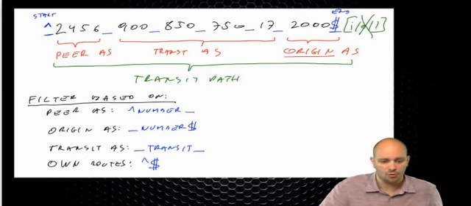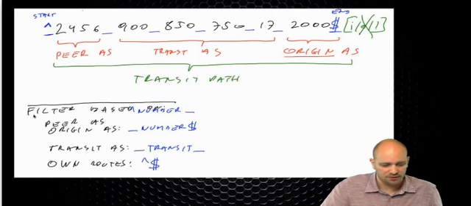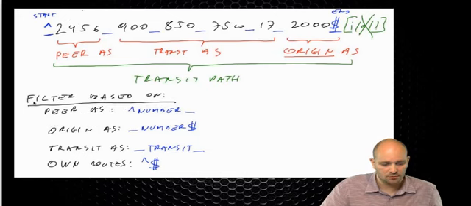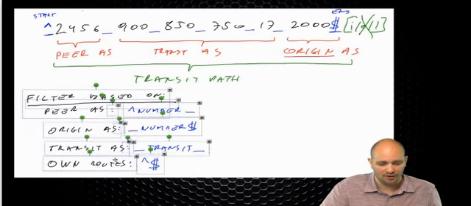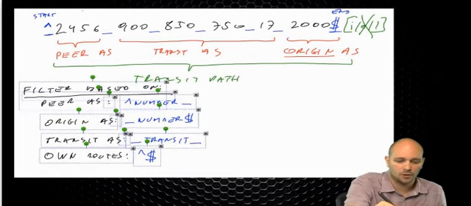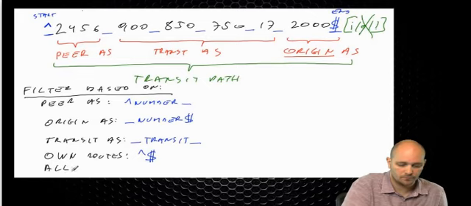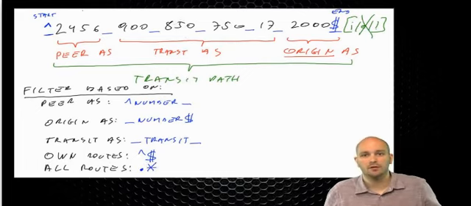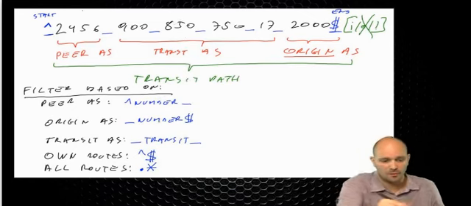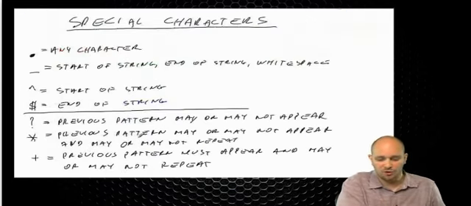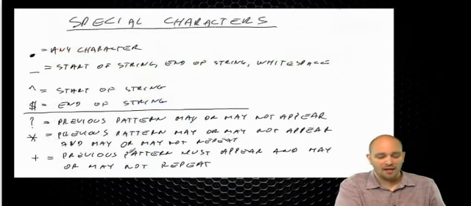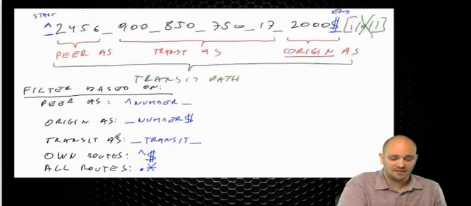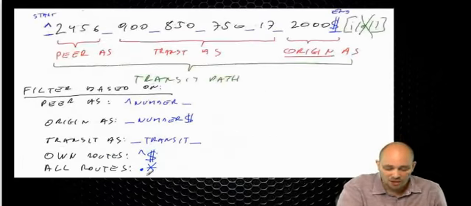Now, they can also ask you, in a task, to match all the routes. Now, if you're asked to match all the routes using regular expressions, the task is very simple. Match any character that may or may not repeat. So it may or may not be there. So remember what that character modifier does. The previous pattern, any character, may or may not appear and may or may not repeat. So in a sense, this will match an empty string, and it will match anything else.